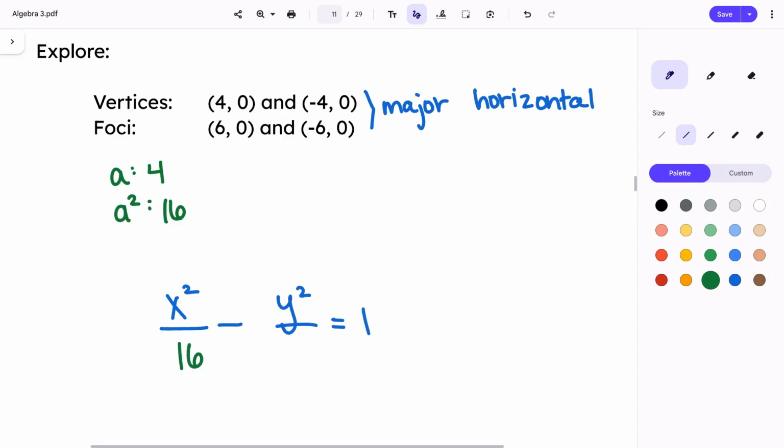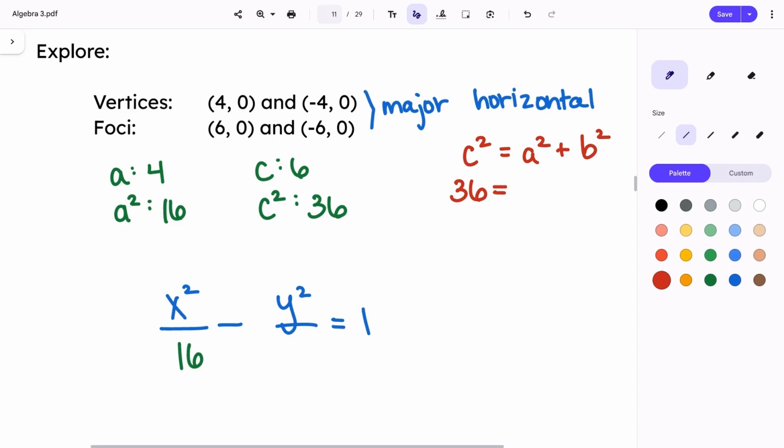The foci does not give me my b, it actually gives me my c. So c is 6. So what would c squared be? 36. So let's find b squared. Remember, c squared is equal to a squared plus b squared. So I know c squared is 36. I know a squared is 16, plus b squared. What's b squared going to be? 20? I don't need to square root it. I just need 20 to go here underneath the y. This is your equation.